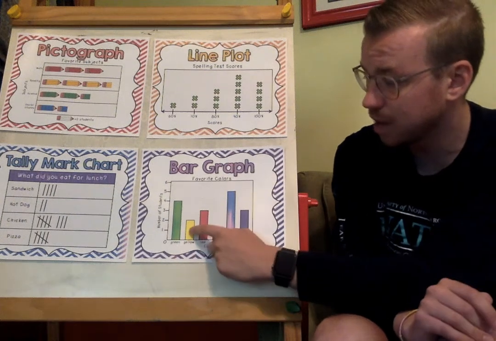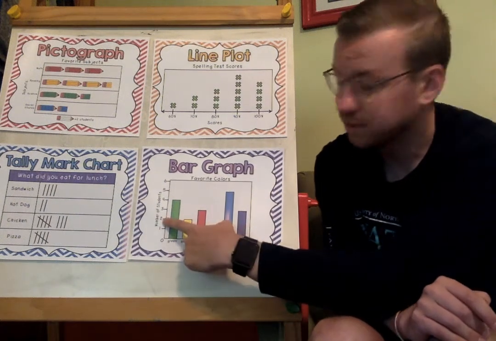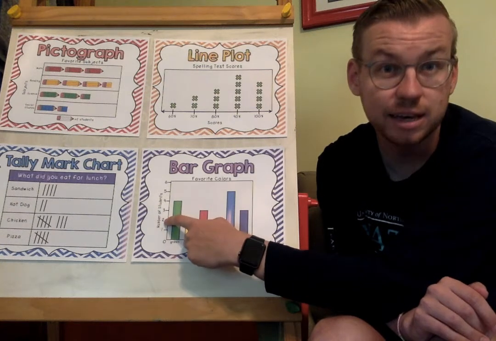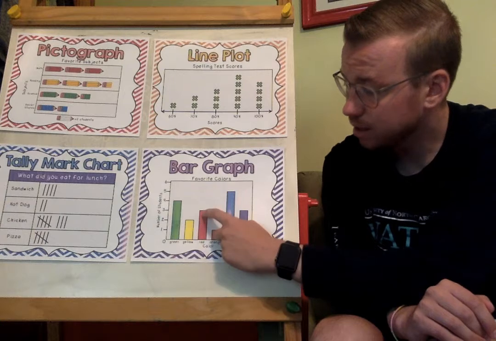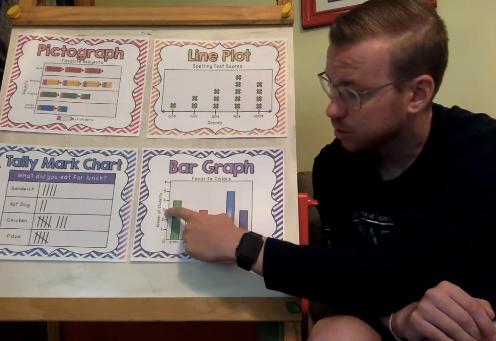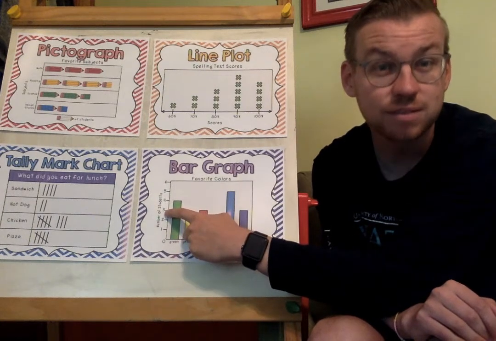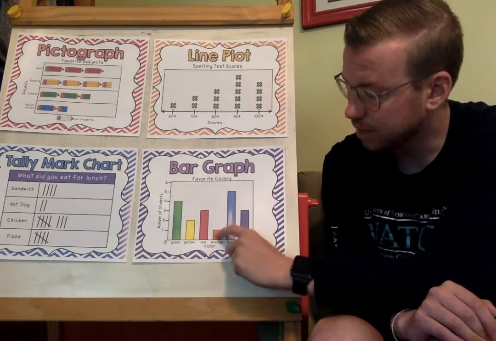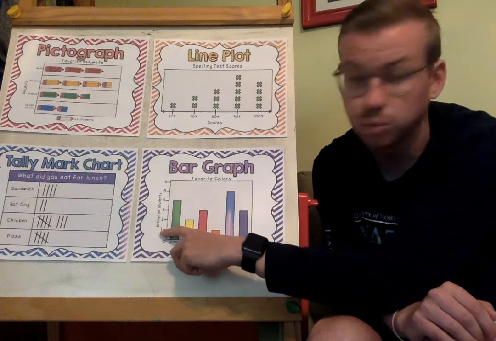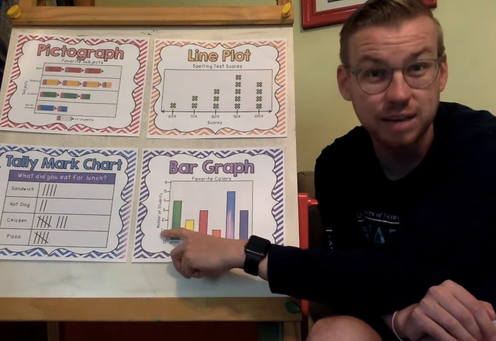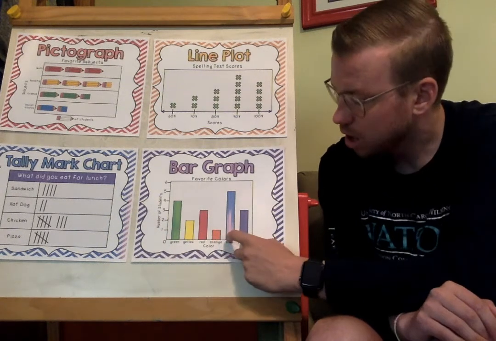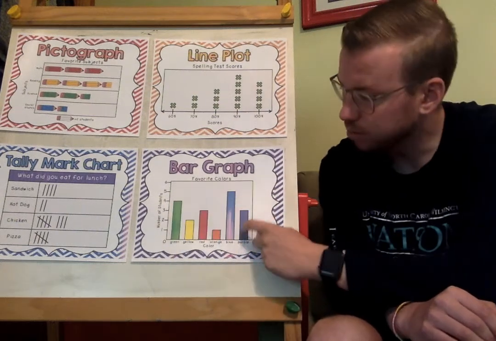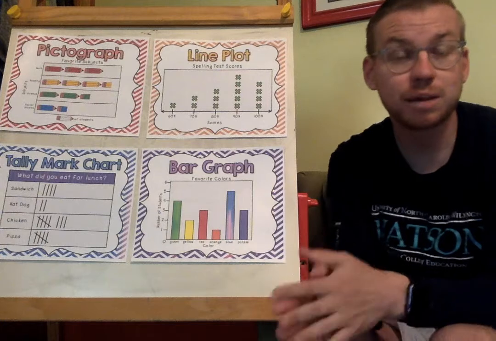Same thing with yellow. I go up. Oh, it's touching the number 2. So there's 2 students that like yellow. For red, I go up. 3 students like red because it's right on the number 3. Orange, I look at the top of the bar and I go over and it's on 1. So only one student likes orange. On the blue, 5 students like blue. And on the purple, 3 students like purple.